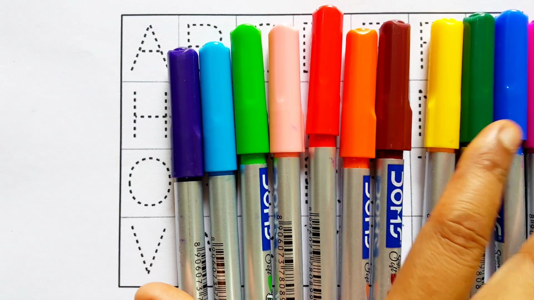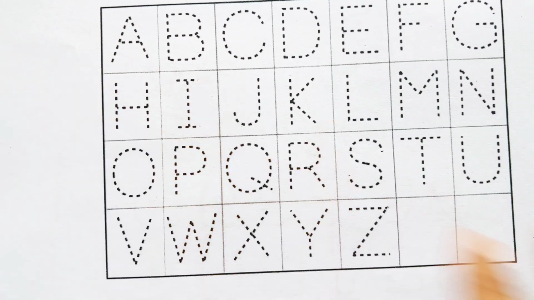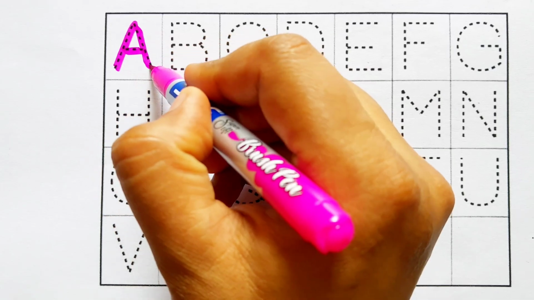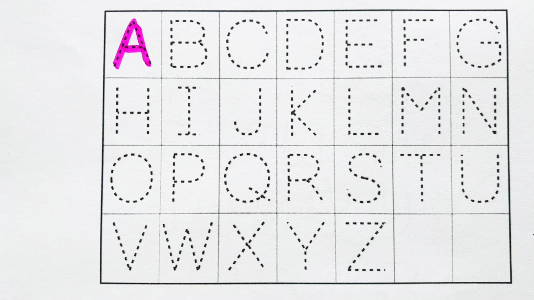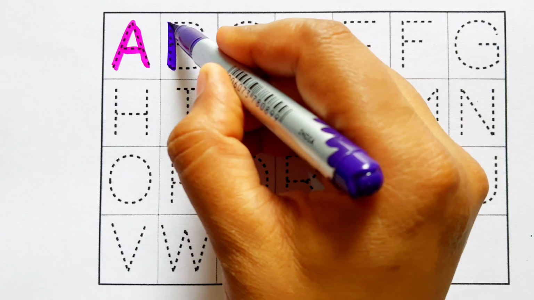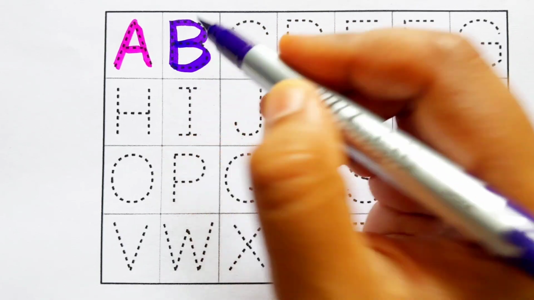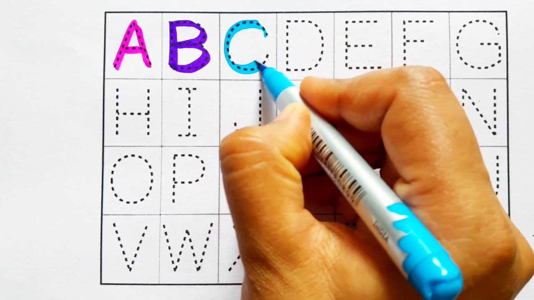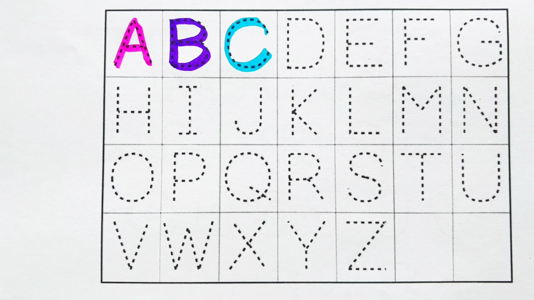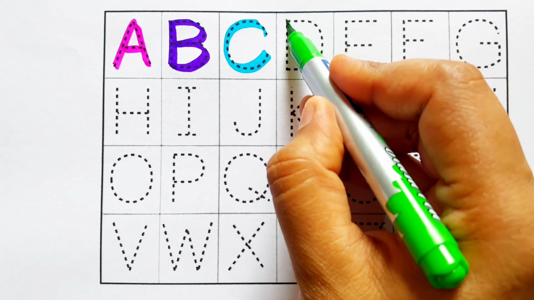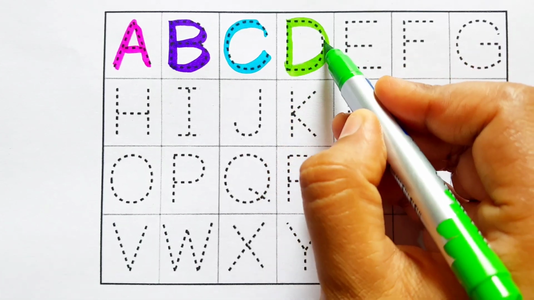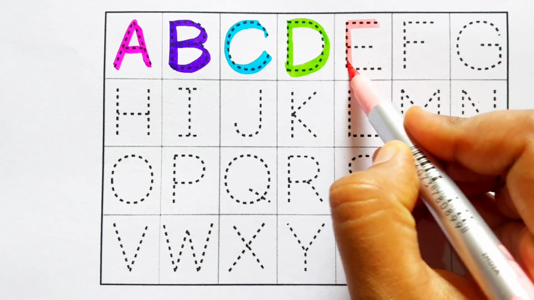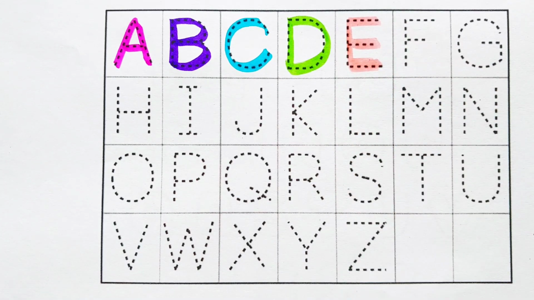Purple color. Let's start the video. A. A for airplane. B. B for ball. C. C for candy. D. D for dog. E. E for eagle.